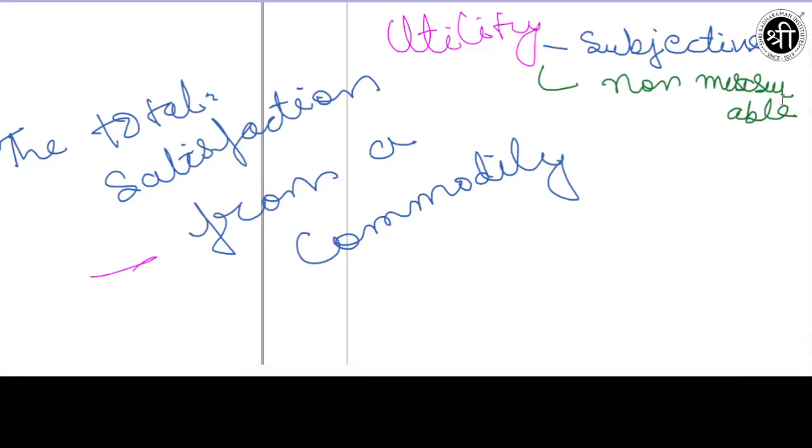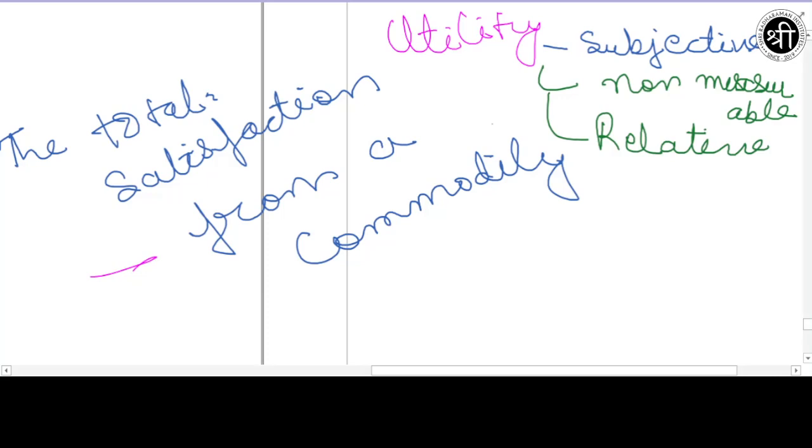After this, the next point is that utility is relative. Now what does this mean? Like the subjective point, the relative point is also similar. This point says that utility is relative. It varies from one person to another.